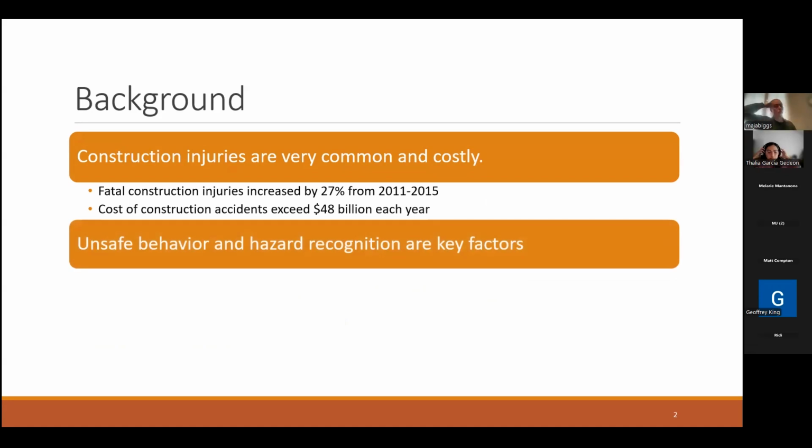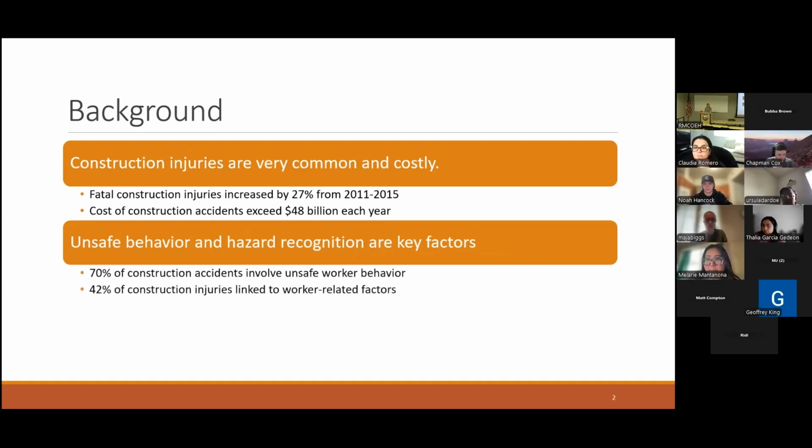And then unsafe behavior and hazard recognition are key factors. Over 70% of construction accidents involve unsafe worker behavior, and 42% of construction injuries are linked to worker-related factors, including poor hazard recognition. And previous research shows that construction workers fail to identify a significant number of hazards in real work environments.